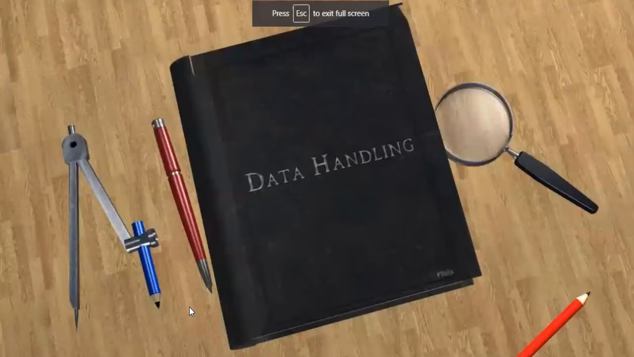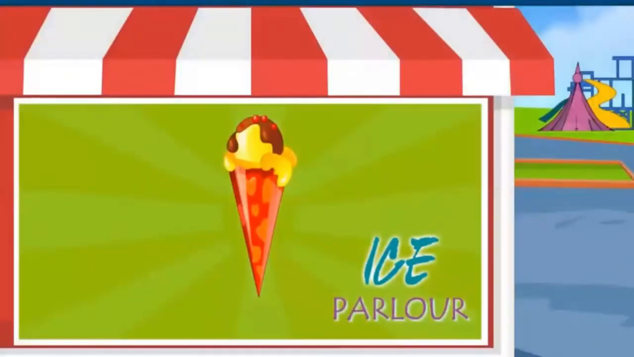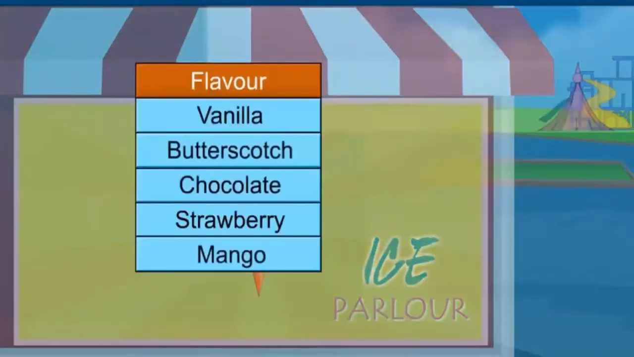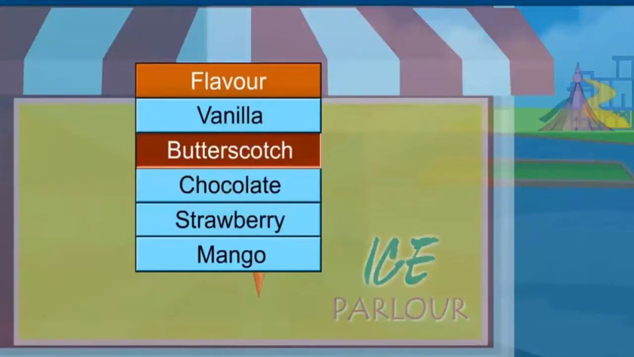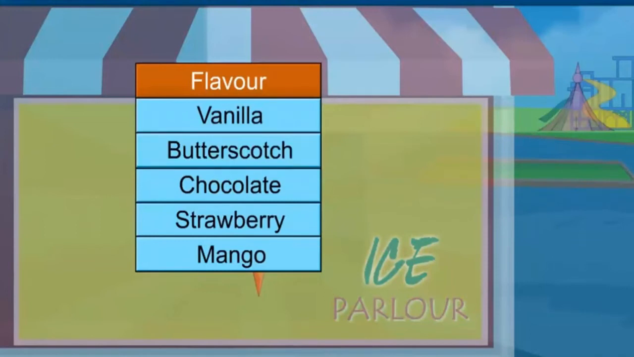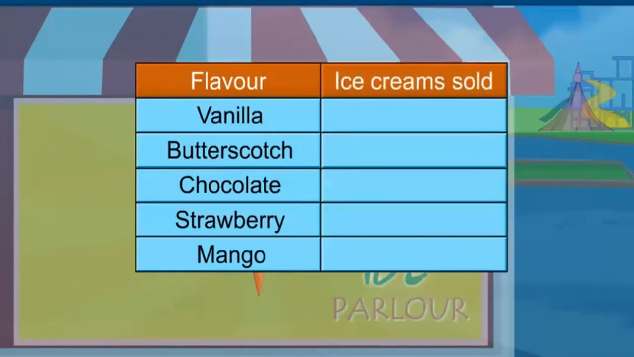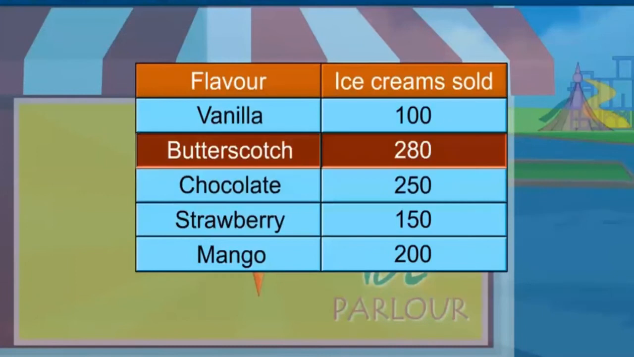In this module, you will learn about calculation of mode and median. A parlor serves 5 flavors of ice cream. The most popular flavor of last week is butterscotch. How did they arrive at this conclusion? The data of the number of ice creams of each flavor sold throughout last week was collected. From the observations, we see that butterscotch cones were sold the most during the week.